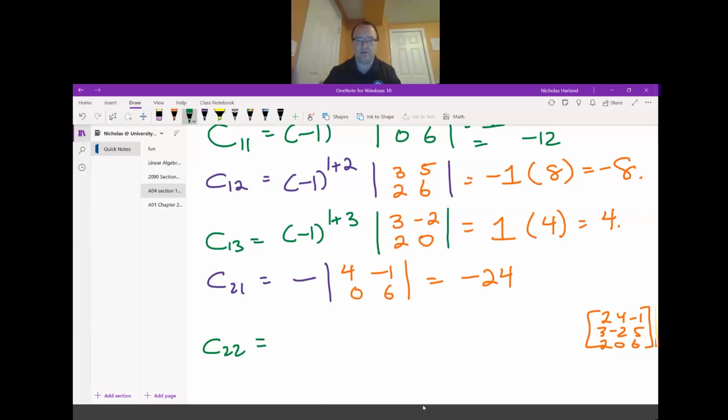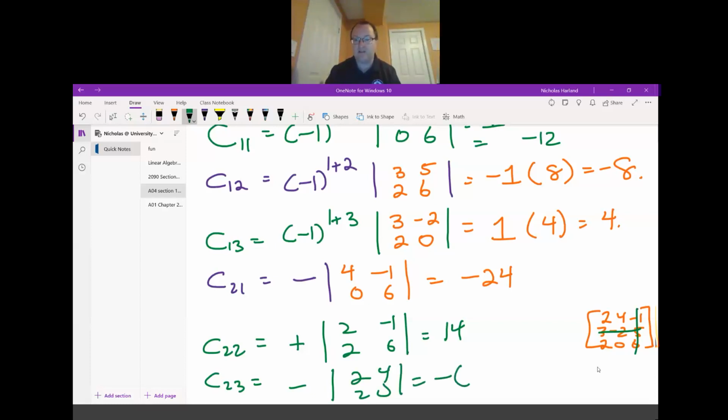C22 plus or minus? Again, either checkerboard it, or negative 1 to the 2 plus 2 is negative 1 to the 4, which is positive. Eliminate row 2, column 2. We're left with 16 or 12 minus negative 2 is 14. C23 plus or minus? Minus. Odd numbers negative, even numbers positive. Absolutely. So eliminate row 2, column 3. 2, 4, 2, 0. That's minus of negative 8, so that's just 8.